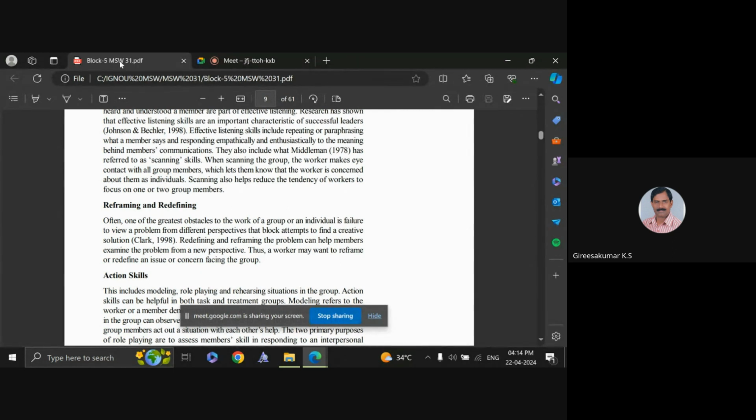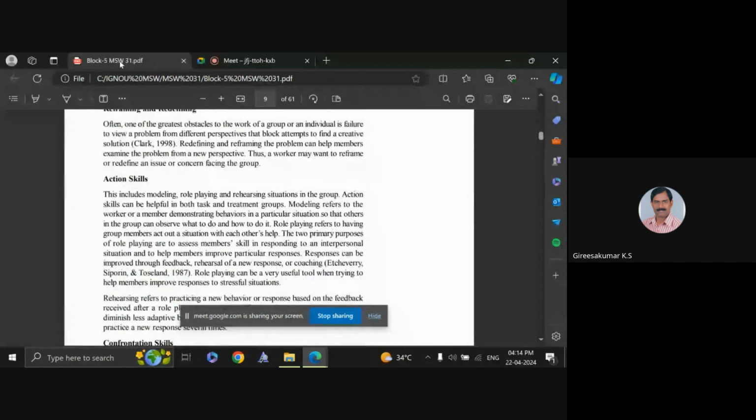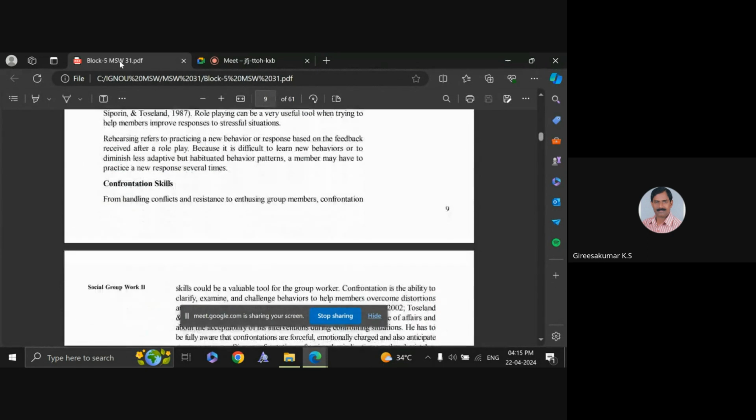Then action skills. Action skills means these are not only in papers. There needs to be some action. Otherwise, if it is only in papers, they won't succeed. He has a role to play. Modeling refers to a worker or a member demonstrating behaviors in a particular situation. That is action skills.